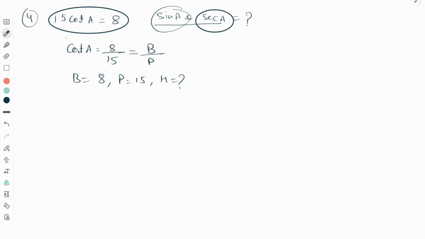Question number 5 and 6 are also very similar, so you can try them by yourself. With this, now we are moving to question number 7.